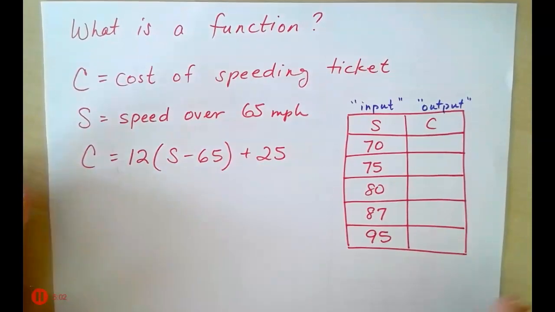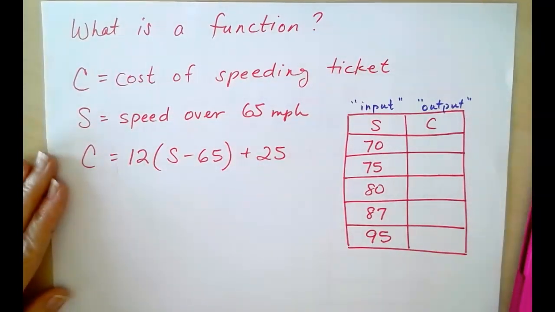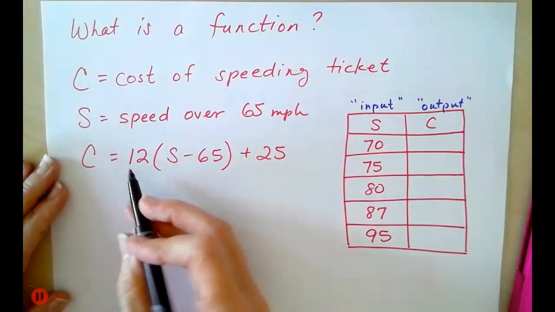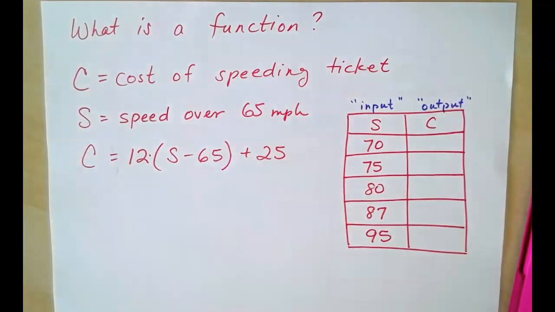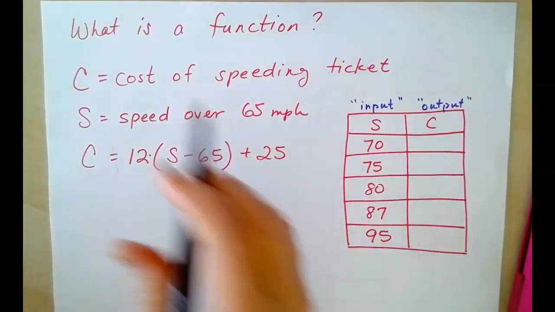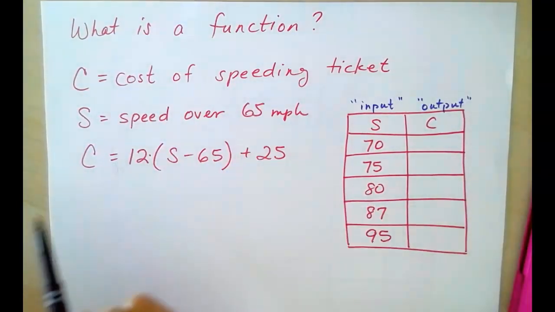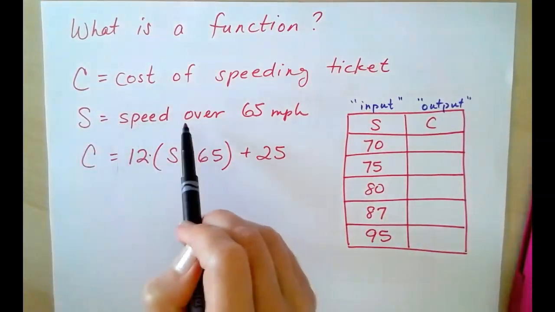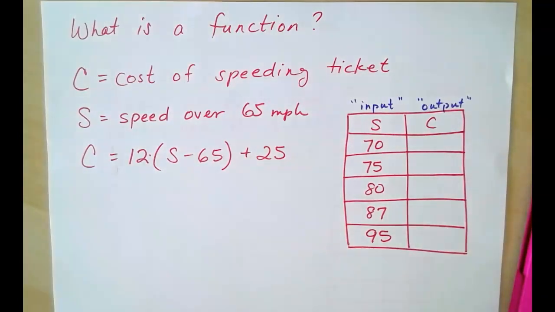Here's another one that is a function that I think you'll find interesting. So C equals 12 times S minus 65, plus 25. This is a function, and it represents the cost of a speeding ticket. Now, C is the cost, and S is the speed. So we're saying you can't even get a speeding ticket until you're going 65 miles per hour or greater.